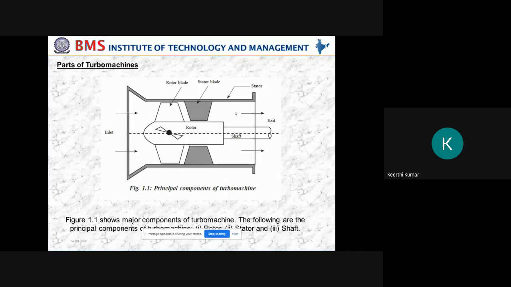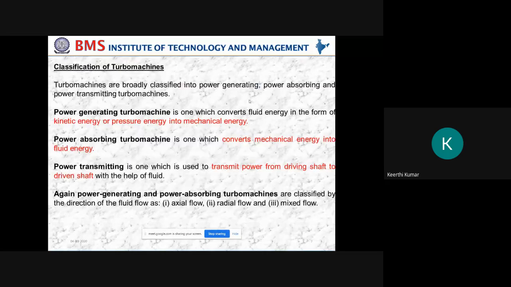So which are mandatory for all turbo machines? Mandatory parts are rotor, shaft and rotor blades. Which are not mandatory parts are stator blades and the stator, which is also called casing. Next, coming to the classification of turbo machines. How are the turbo machines classified? The turbo machines are broadly classified into power generating, power absorbing and power transmitting turbo machines.